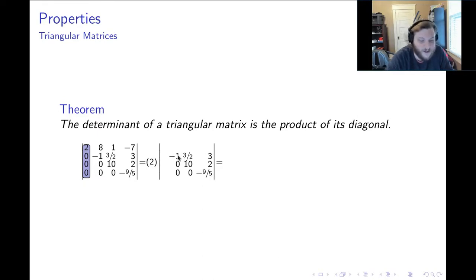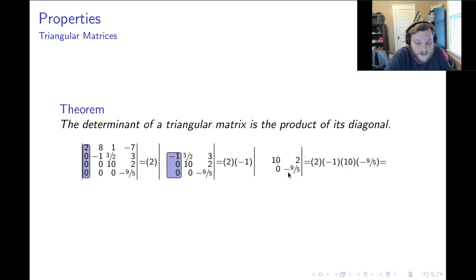Well, here I'm just going to do a column 1 expansion again. So my -1 will pop out. I delete that row and that column, and I'm left with another determinant calculation. But here I'll choose a column 1 expansion again, so the 10 pops out, and then I'm just left with the -9/5 here. So for this 4x4, when I do all these column 1 expansions, I just end up multiplying all of the diagonal entries together, and in this case I get 36. So generally determinants are hard, but for triangular matrices, we just multiply the diagonal elements together to get the determinant.